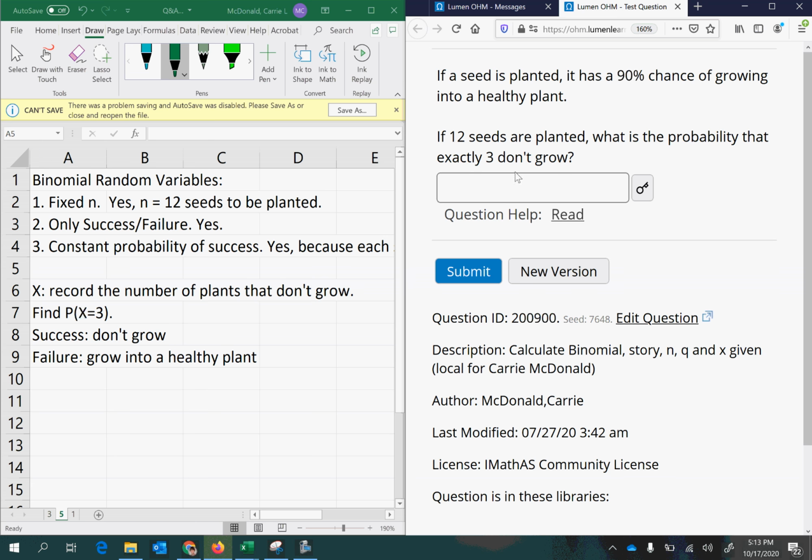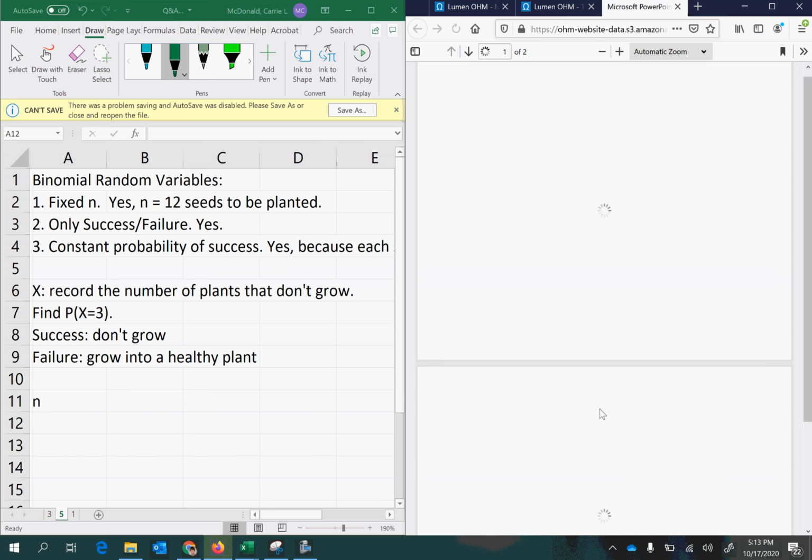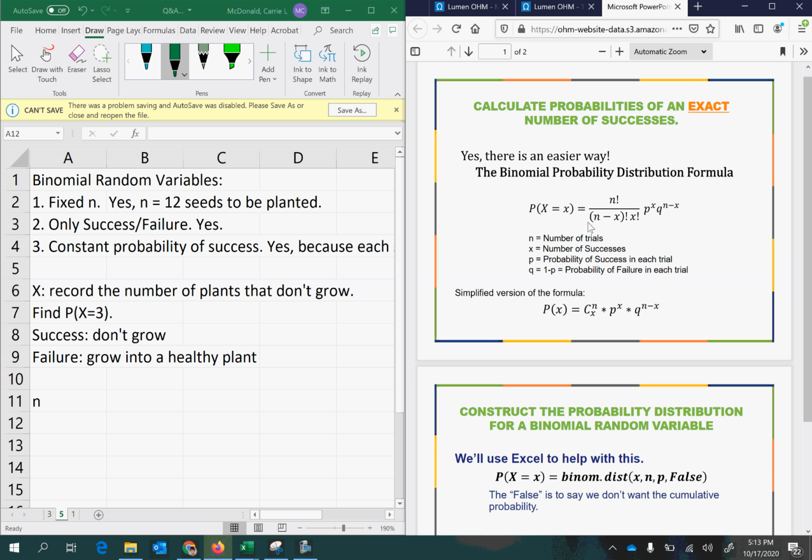All right, so then now we're ready to find the probability. So we need our n. To use that probability formula, we need the ingredients that are in this formula here. We need n, we need p, and we need q, we need x. And each of those things are defined right here. N is the number of trials, x is the number of successes, p is the probability of success, and q is the probability of failure.